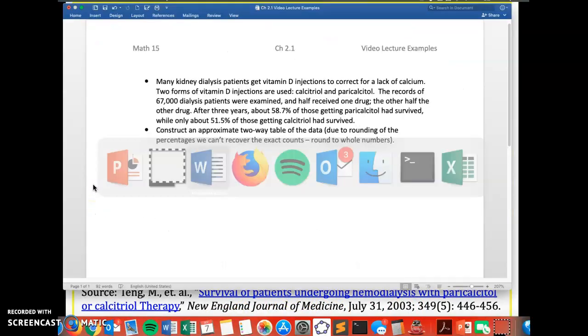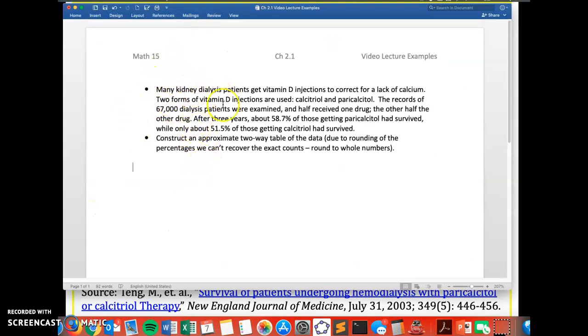Okay, so I want to go to a Word document where I just copied and pasted the exact same information over. I want to note I have two variables here. One is what drug they used, drug used. And the other variable is survived or died. So I'm going to make one of these a row variable and one of them a column variable. And each of these, I have two options: the two different drugs used, and survive or not.